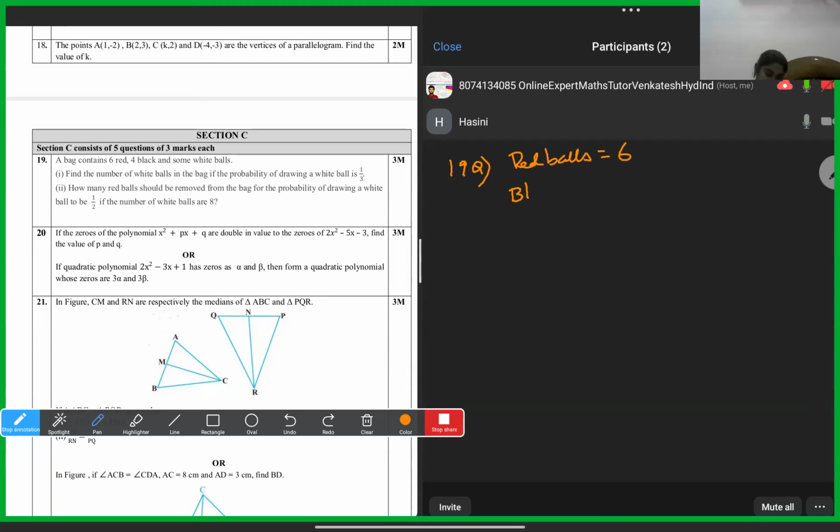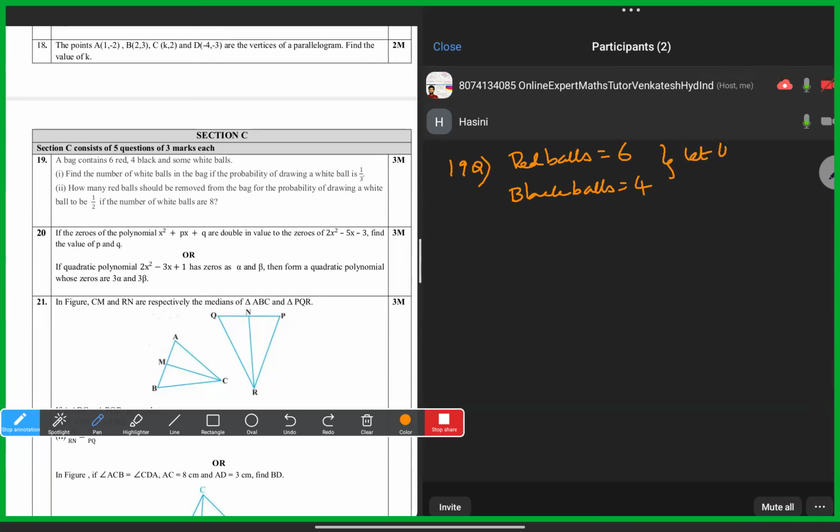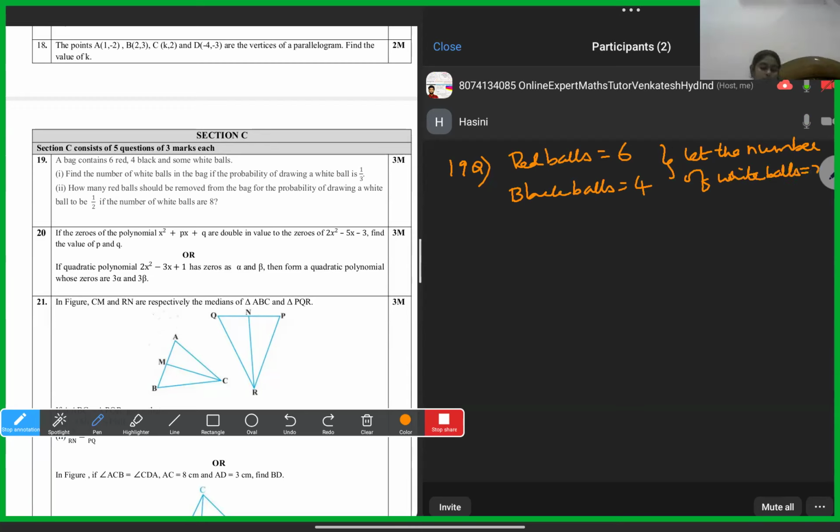Black balls, how many has been? 4, no? So has been. Yes, sir. Let the number of white balls be equal to X.